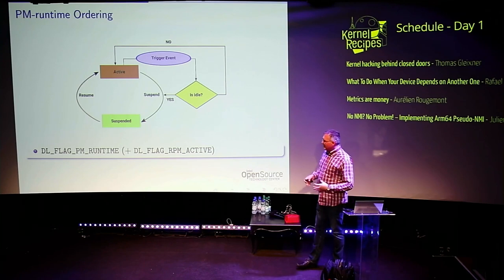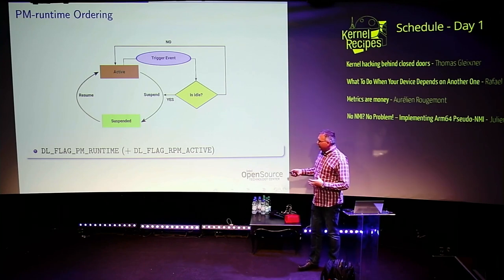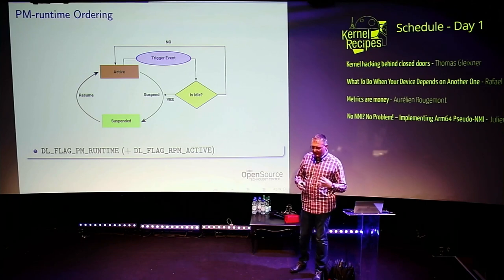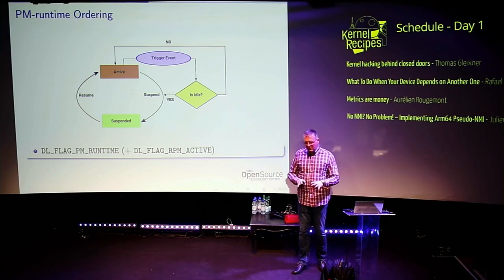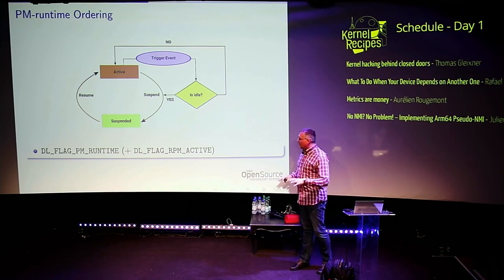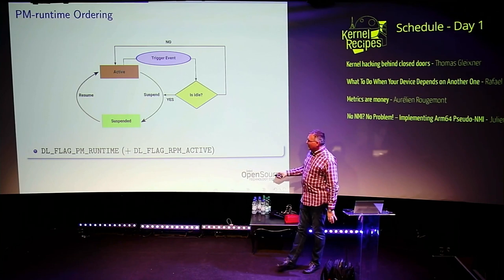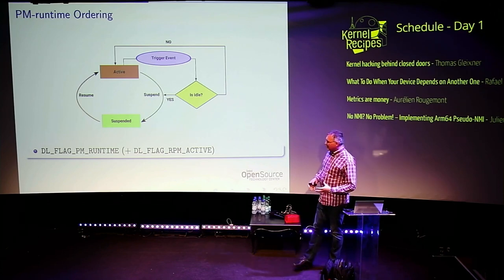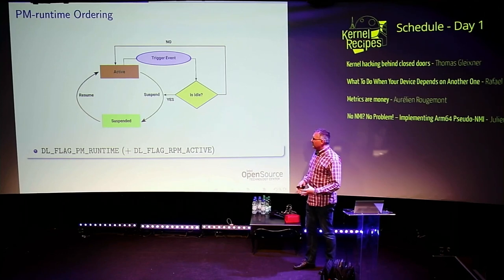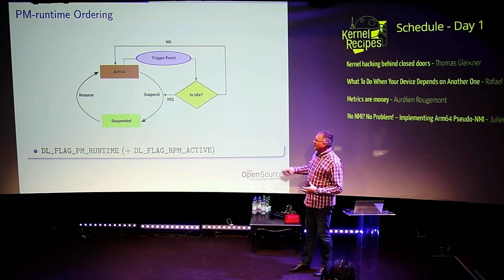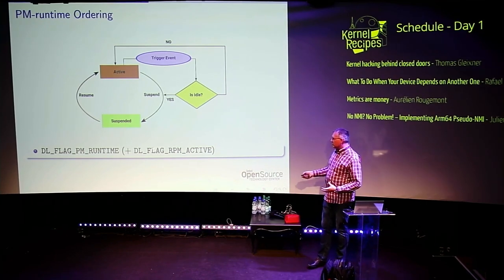Device links can also be used for addressing the PM runtime ordering. It is not always necessary, because some drivers actually track the PM runtime ordering of all the other devices they depend on. But in some cases, it is not done, and then device links can be used for that. There are flags that indicate whether or not a device link should be used for the coordination of PM runtime as well. That flag is called PM runtime. And if the device is active at the time of the creation of the link, this flag should be used in addition to that.